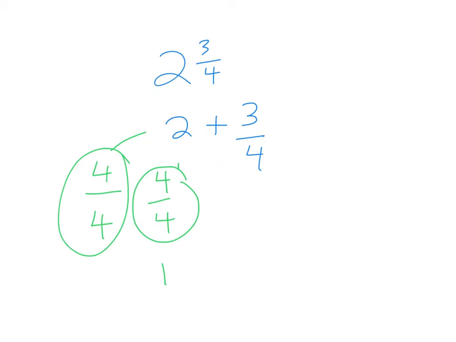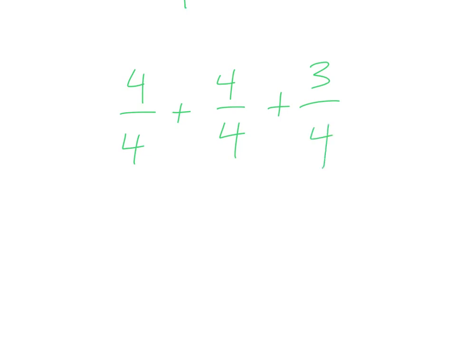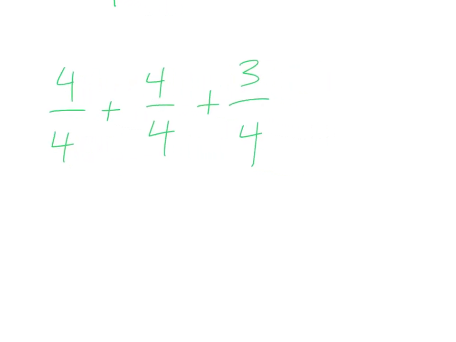So if we look at it this way, 4 over 4 plus 4 over 4 plus 3 over 4 would equal what? 4 plus 4 is 8, plus 3 is 11. So it equals 11 over 4. See how that works? And you can only add because the denominators are all the same. So that is 11 over 4.